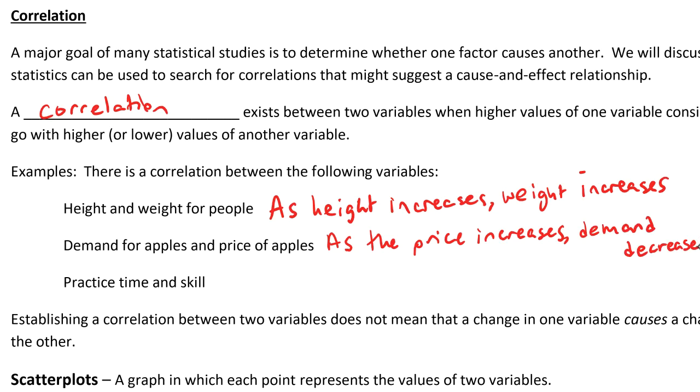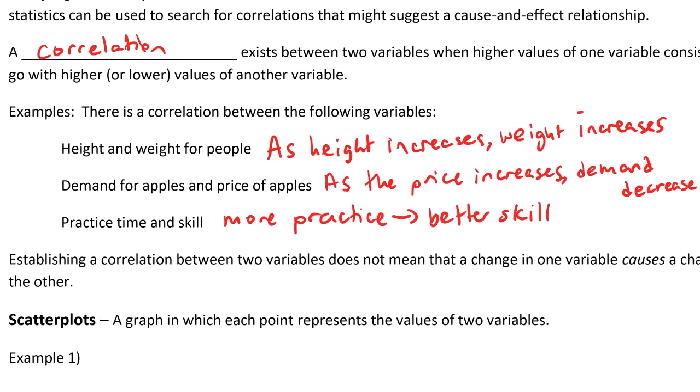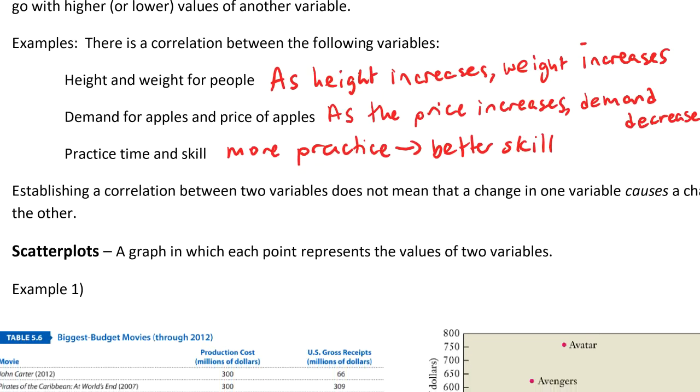All right, practice time and skill. So hopefully you are learning this about math by now, but more practice means better skill. The more you practice, the better you get at something. So establishing a correlation between two variables does not mean that a change in one variable causes a change in the other.